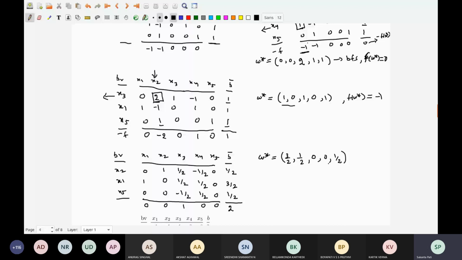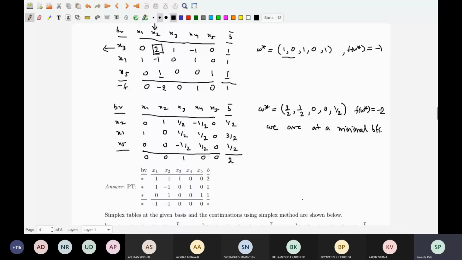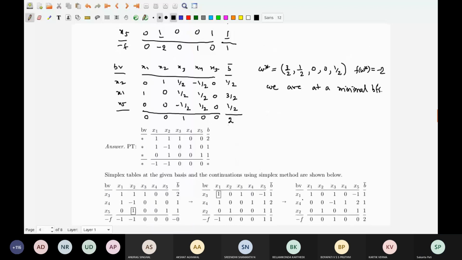Is this a minimal BFS? Now, yes. The C bar here, I am seeing C bar has all entries greater than or equal to 0. So therefore, we are at a minimal BFS. And the algorithm will stop now. Okay. Here also, I have done the same thing, except that I took as pivotal entry x2, done the same calculation, you will get the same thing. Okay.